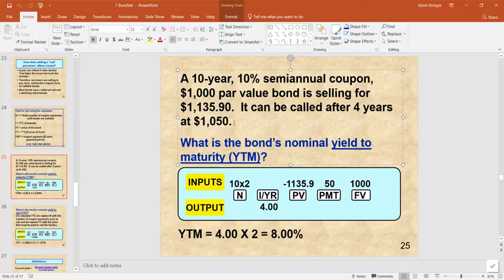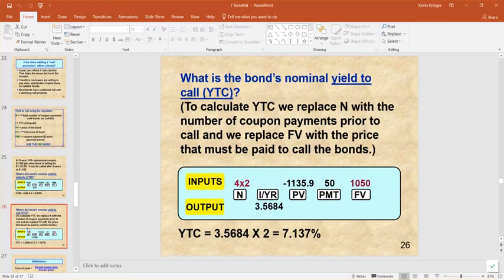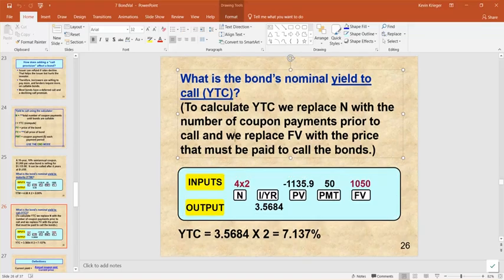But you have an alternative here. What if the company calls the bond in 4 years at $1050? The $50 here is effectively your early termination fee. This is the new calculation known as the yield to call. You ignore the 10-year maturity now. You don't use that anymore. It's the 4 years until callability that's used for your time. So your new N is 8: 4 years until it's callable, 2 coupons a year, is 8. Your coupons are still the same, 50. The price is what the price is, $1135.90.